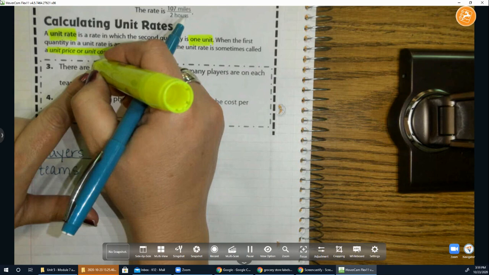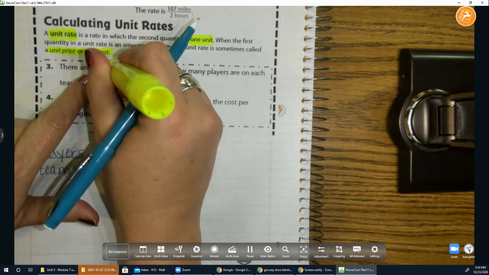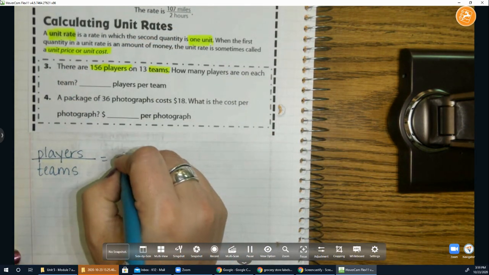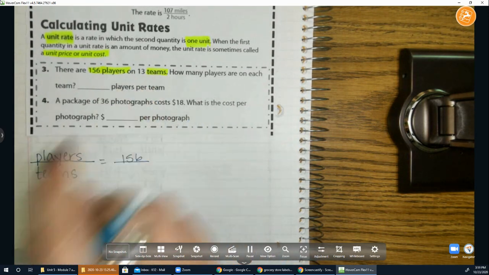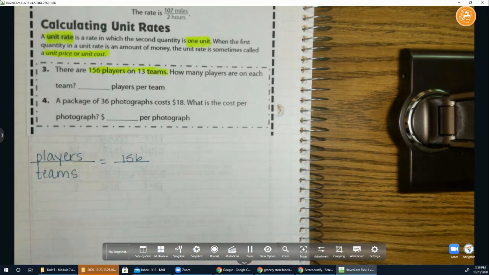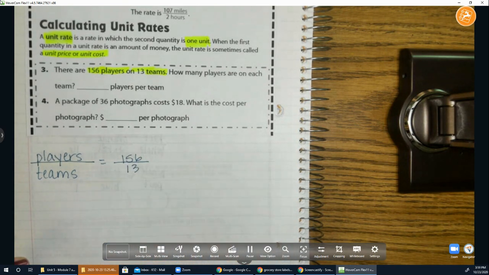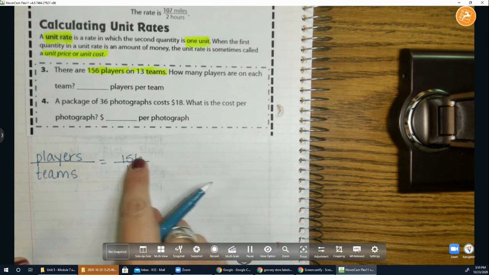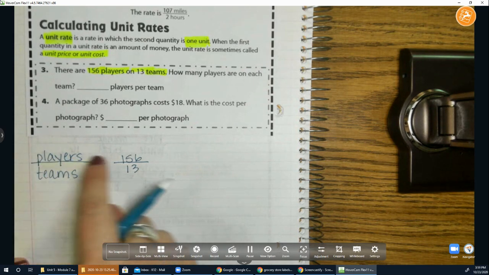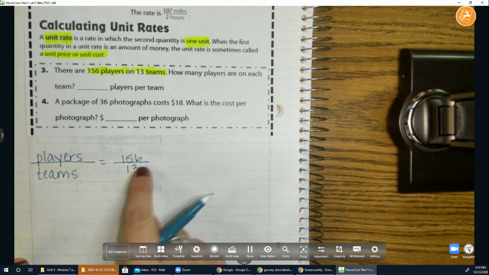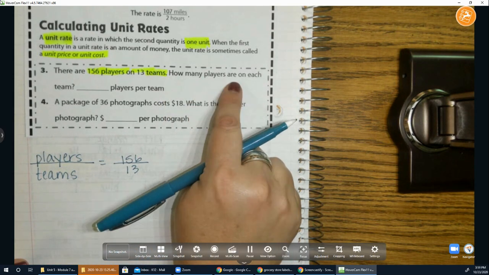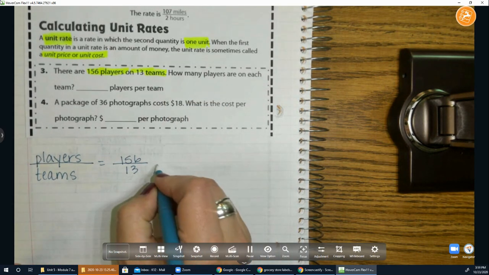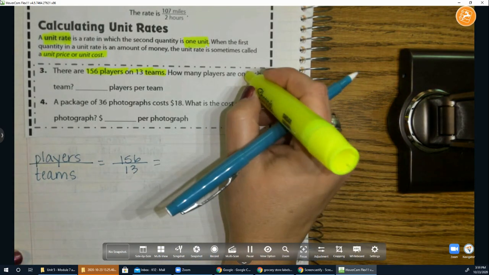Okay, 156 is related to players. So 156 is going to go up here. I'm going to make it like another fraction. And 13 is represented by teams. 13, okay. So do you see that the numbers coincide with, like, straight across, players, 13 teams. So I can see that these numbers are in the right place. Now, how many players are on each team? Each, well, what number is each?